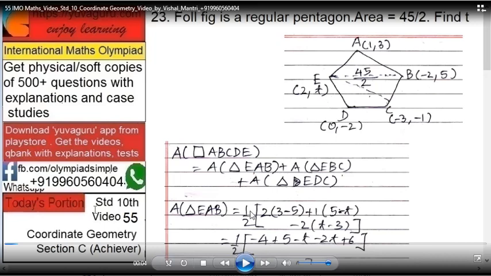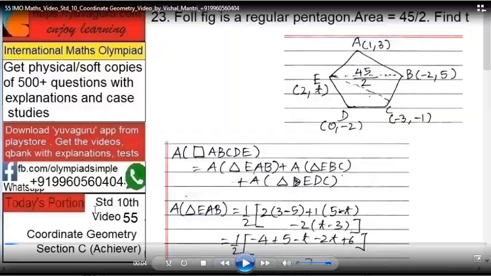So let's start. 1 upon 2 into X1 into Y2 minus Y3, remember this now, where there is X, there is no X inside, and follow the sequence 1 2 3, plus X2 into Y3 minus Y1, 2 3 1, plus X3 into Y1 minus Y2, 3 1 2. Okay, now solve this.